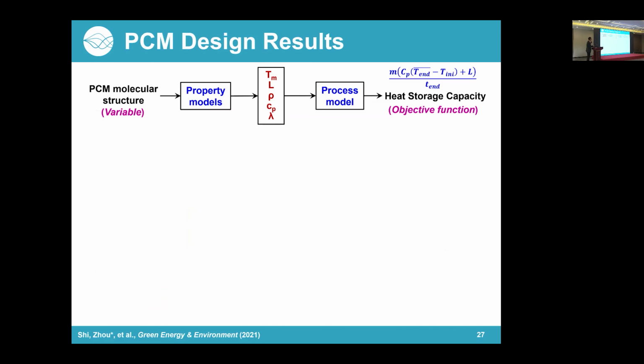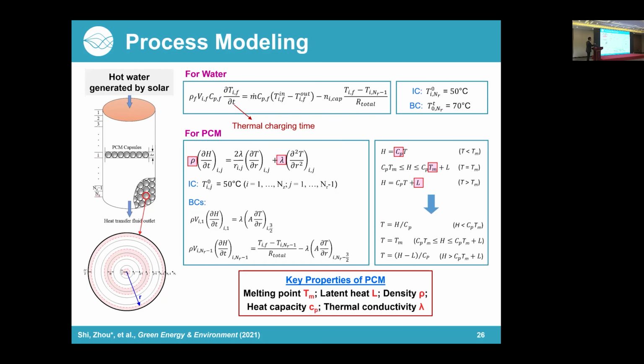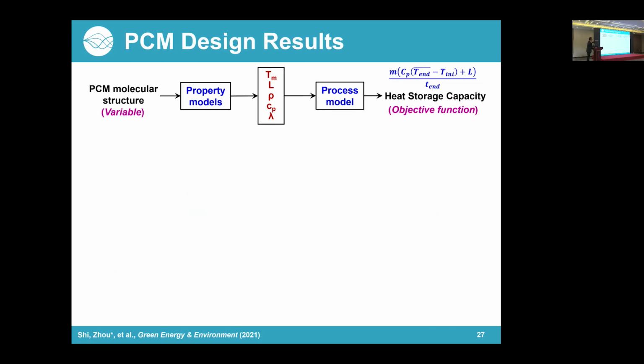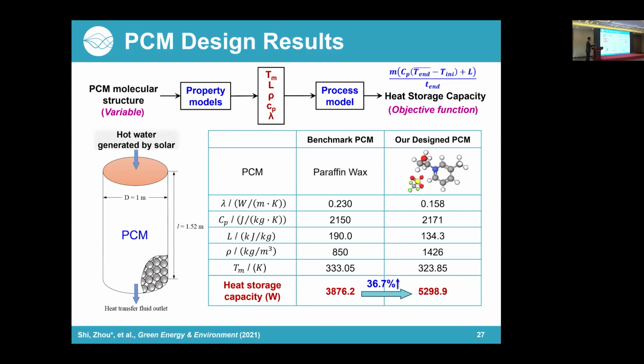Okay? Then again, you formulate your optimization problem, like you have a property model, then you have a process model, as I just listed here. These are process models. And then we have heat storage capacity. This is our objective function. What this tells you is how much heat you get stored divided by the time. Okay, it's like when you charge your battery, when you charge your cell phone, you also need to account for the charging time, right? So we have this kind of objective function here, and then you can do optimization. Then we find our best PCM.